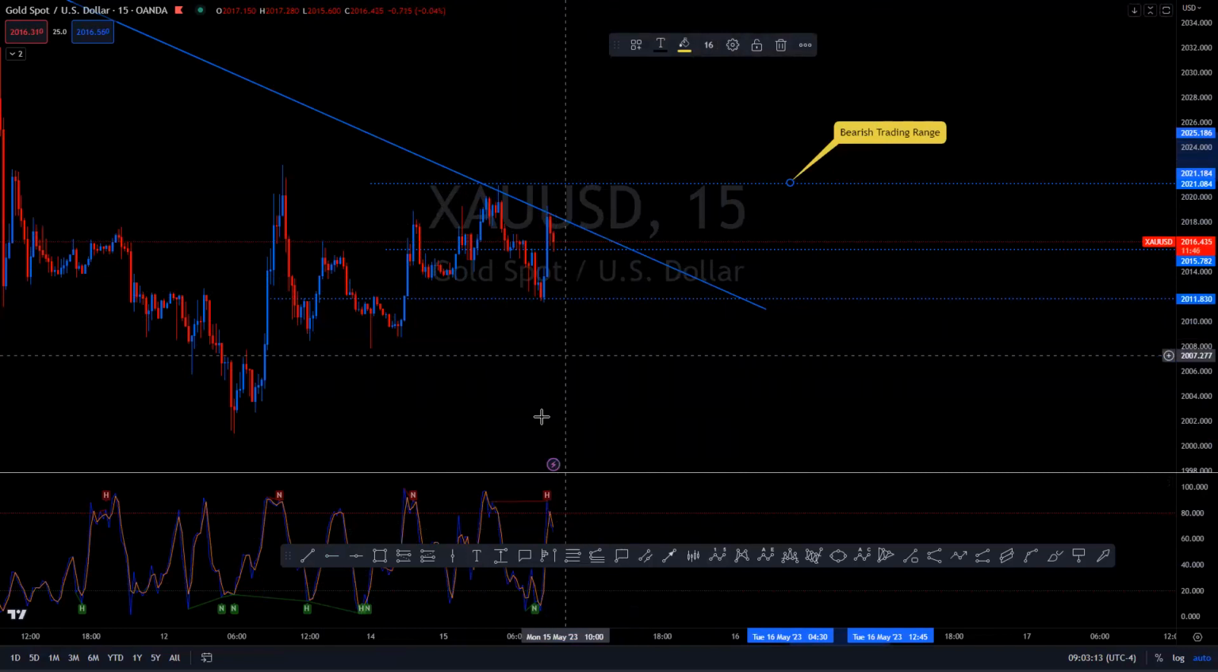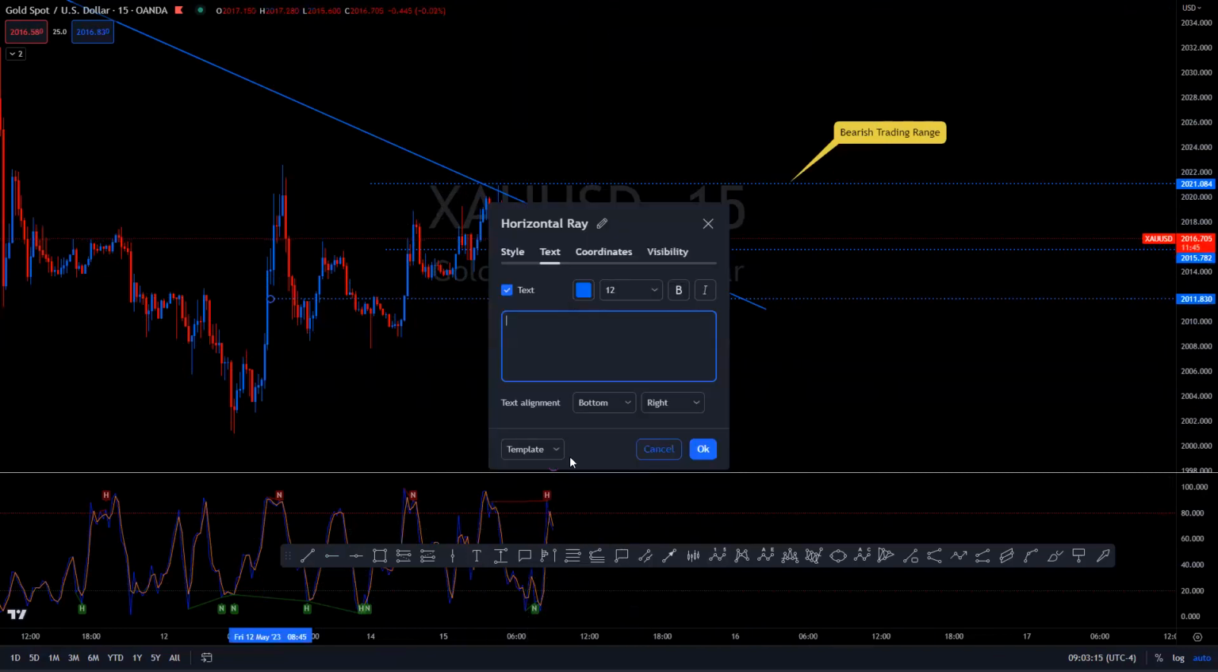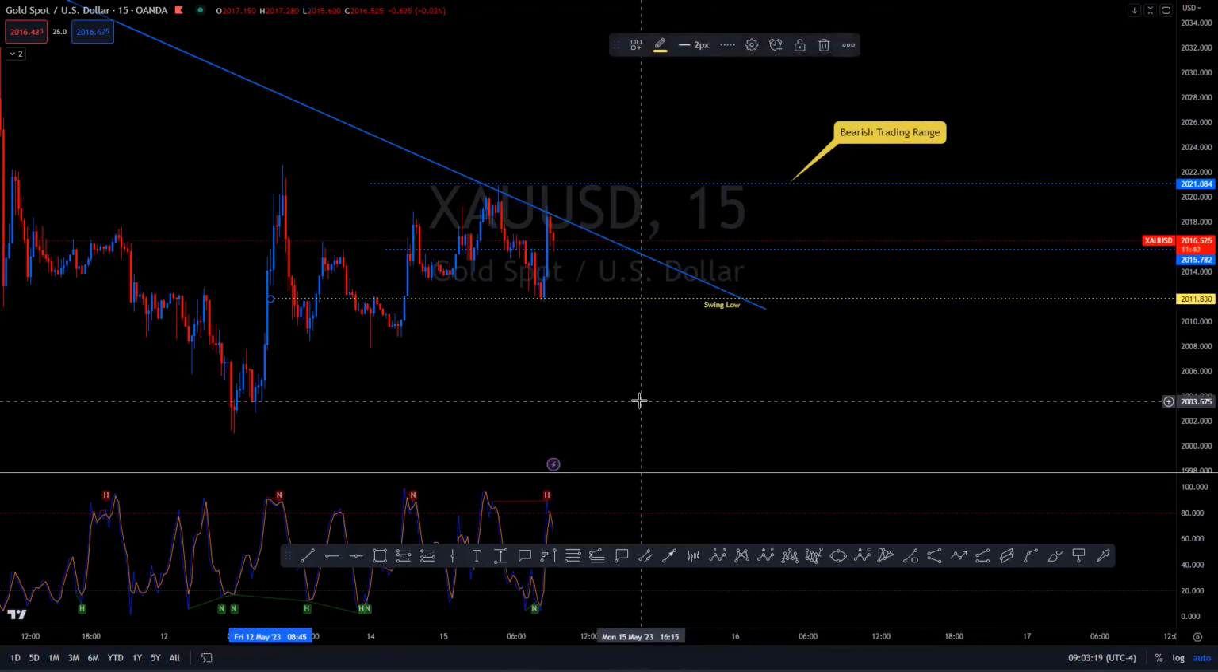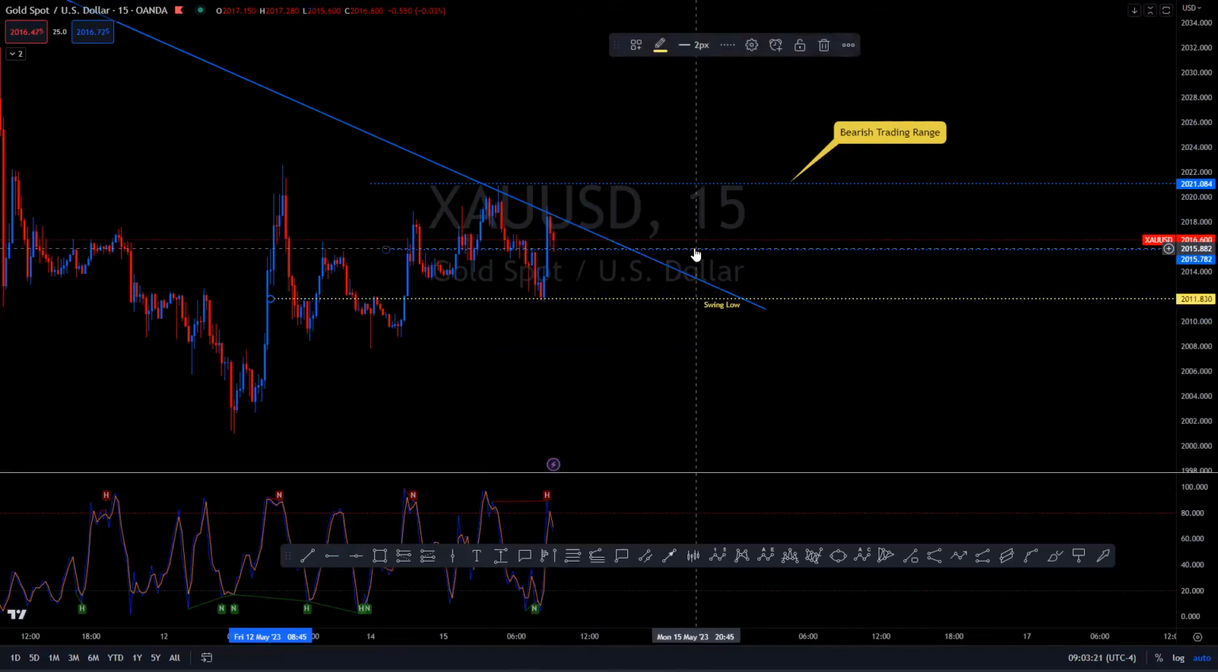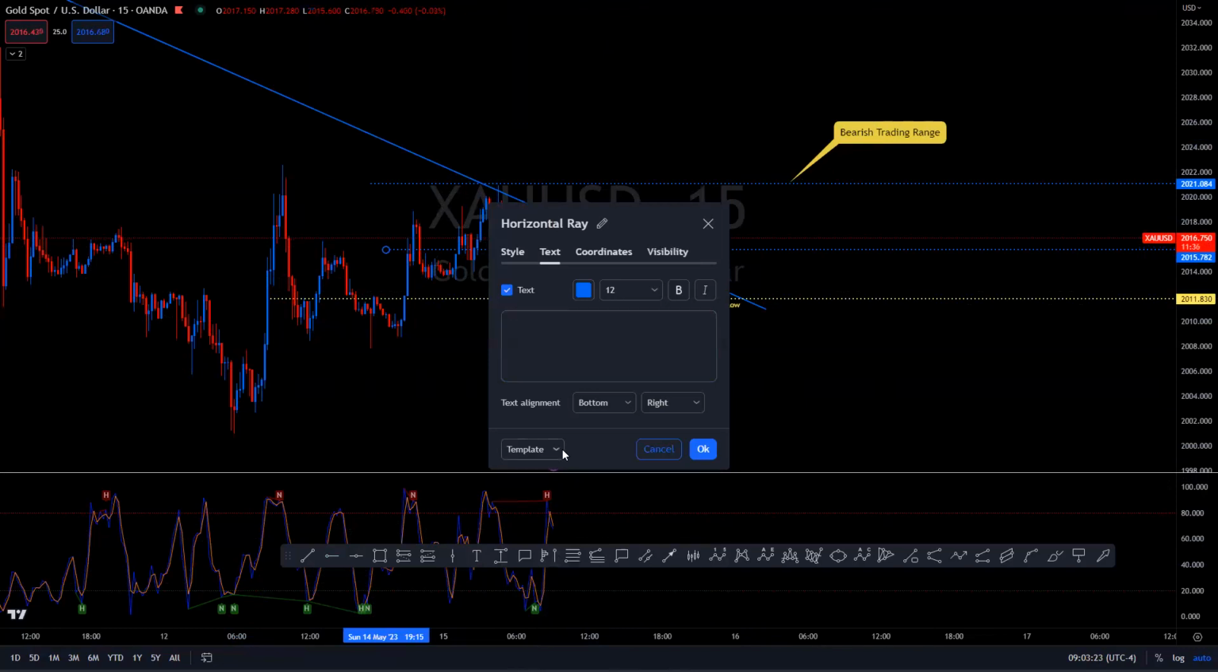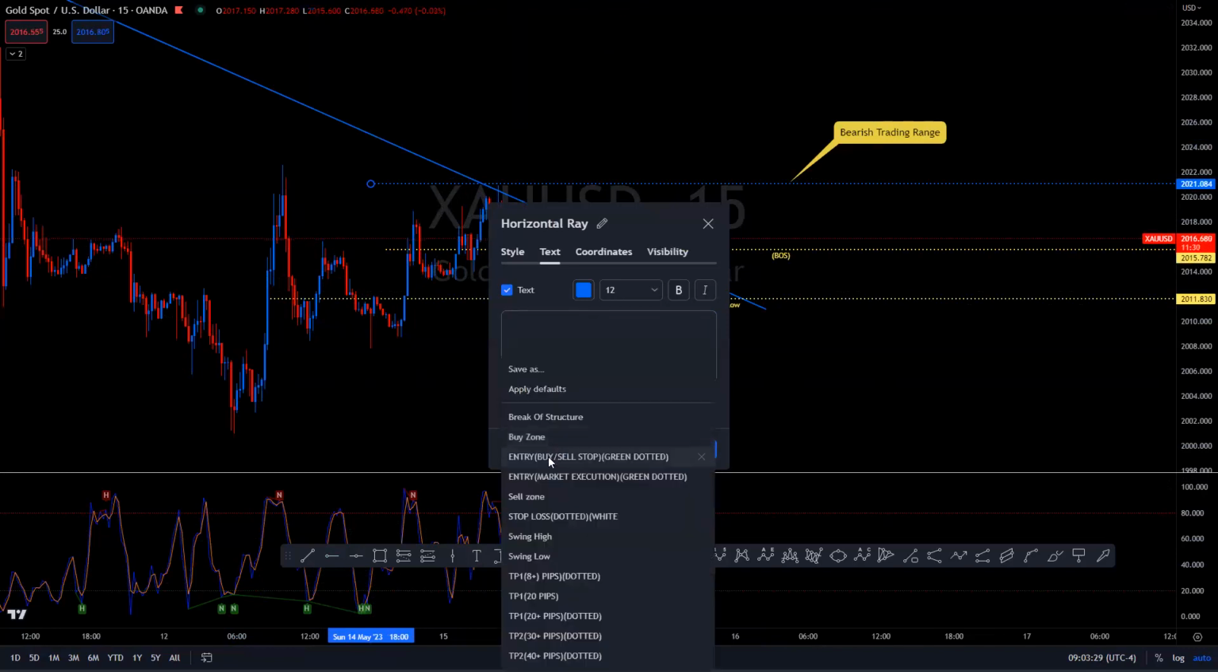Now we're going to label these. So this is the swing low, structure, and high.